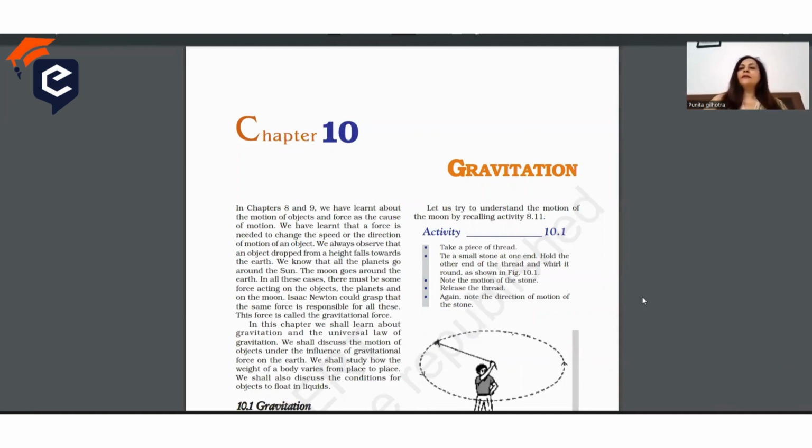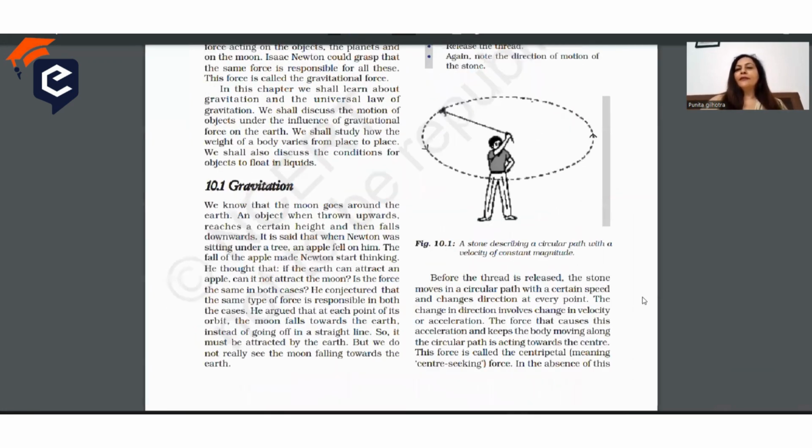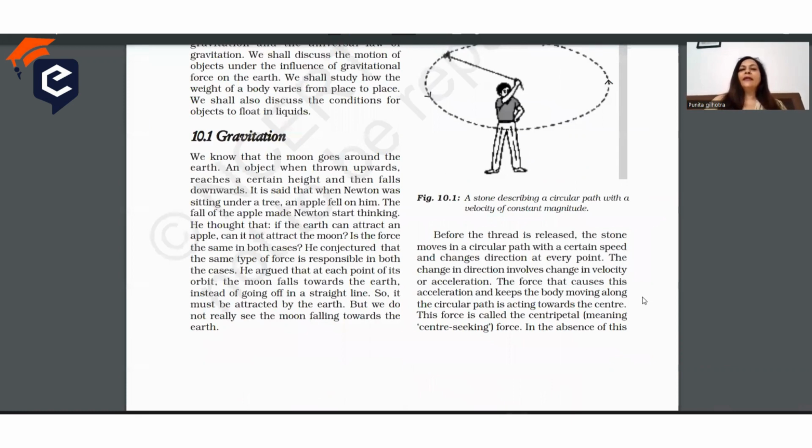Today I will discuss some concepts on gravitation. So what is gravitation? We all know that gravitation is a kind of force. When we throw some object in the upward direction, it falls towards the earth. So what is that? There is a kind of attraction towards the earth. That attraction is known as gravitation.